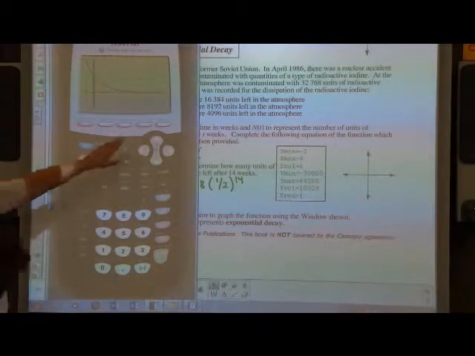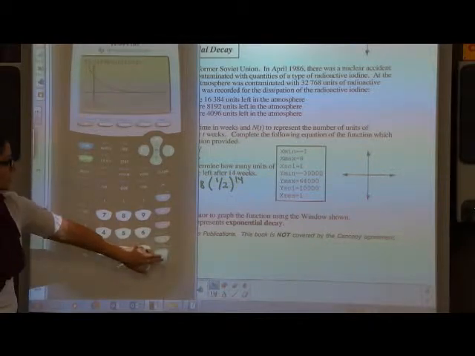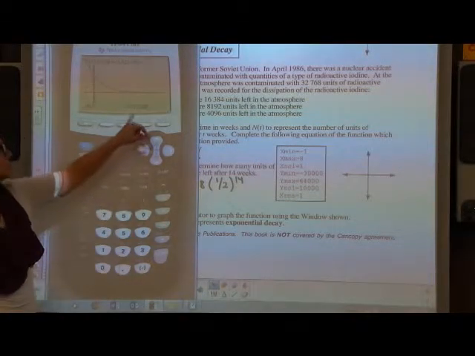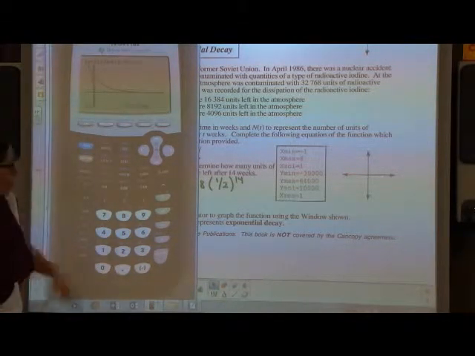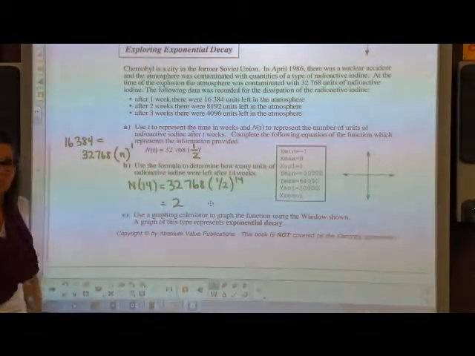And if I go trace and 0, so letting the time be equal to 0, where's my y-intercept? Where does it cross the y-axis? 32,768. That's a number that we get in the equation.